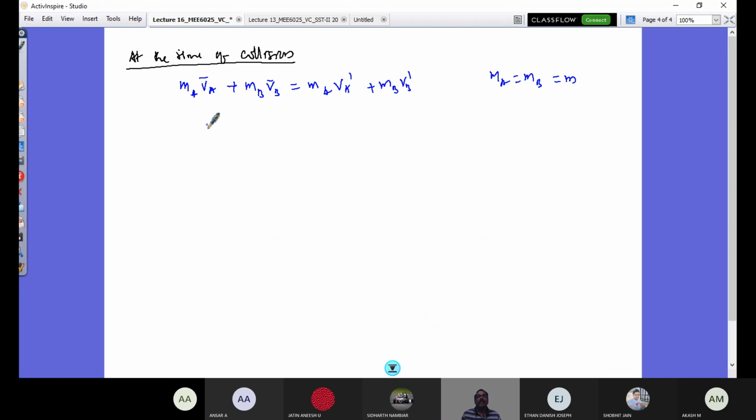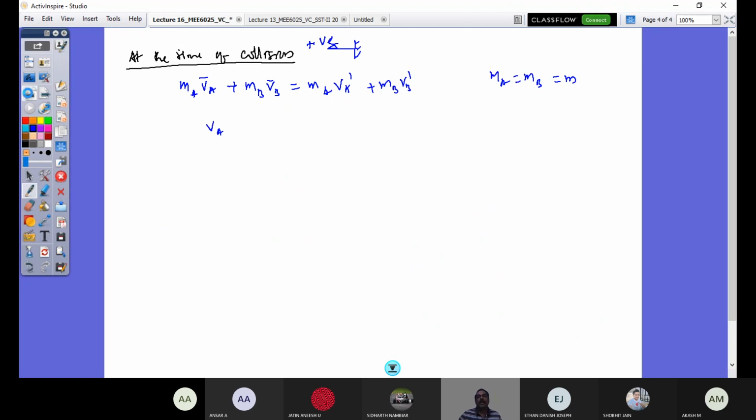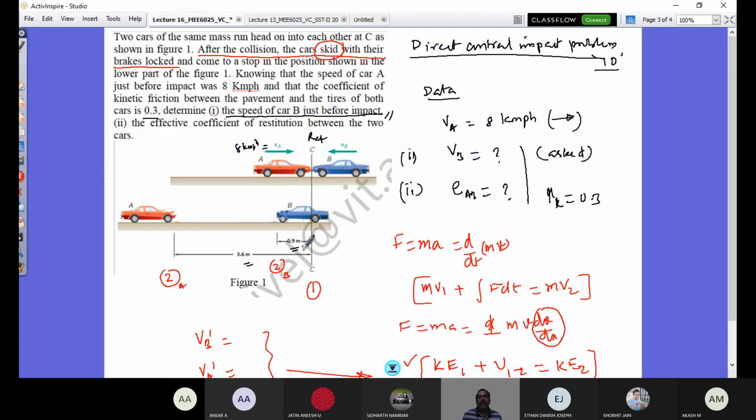So now VA is in which direction? Let me consider the direction positive in this direction. What I mean by that is, look at this diagram once again. After the collision, you see both vehicles move in this direction, so I'll consider this my positive direction for the velocity. So VB dash is positive, VA dash is positive. VA, initially, is in this direction, so it's negative. And VB would be positive, right?